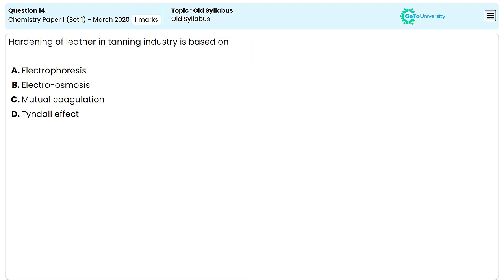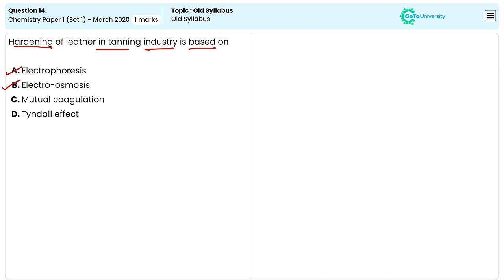Here the question is, hardening of leather in tanning industry is based on which of the following process? The first one is given as electrophoresis. Electrophoresis is the movement of charged colloidal particles under the influence of an electric field, and it causes them to migrate towards the oppositely charged electrode.